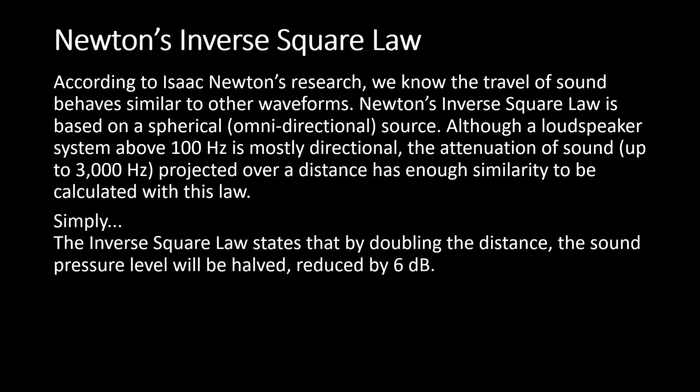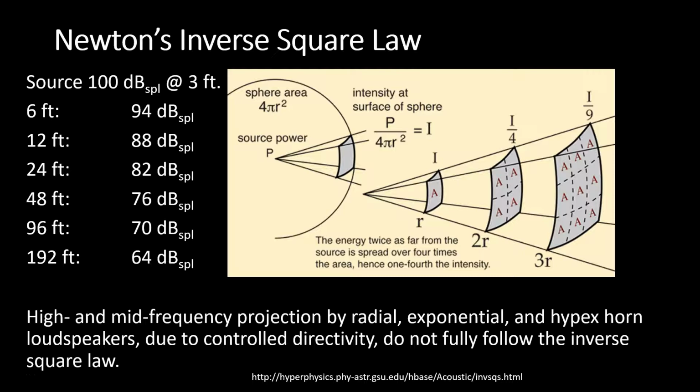So simply stated, the inverse square law states that by doubling the distance, the sound pressure level will be halved, which is a reduction of 6 decibels. Now the power, remember, is 1/4, but the sound pressure level is 1/2. So this is now following the 20 log formula. So here's a table and a picture that kind of describes this.